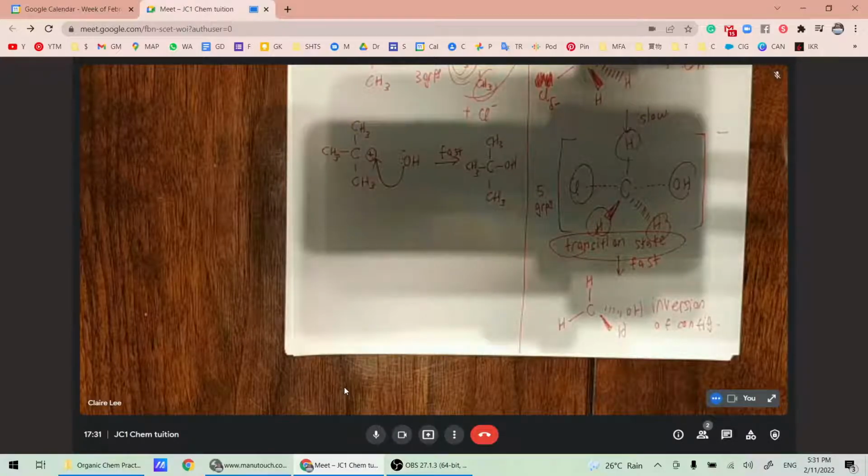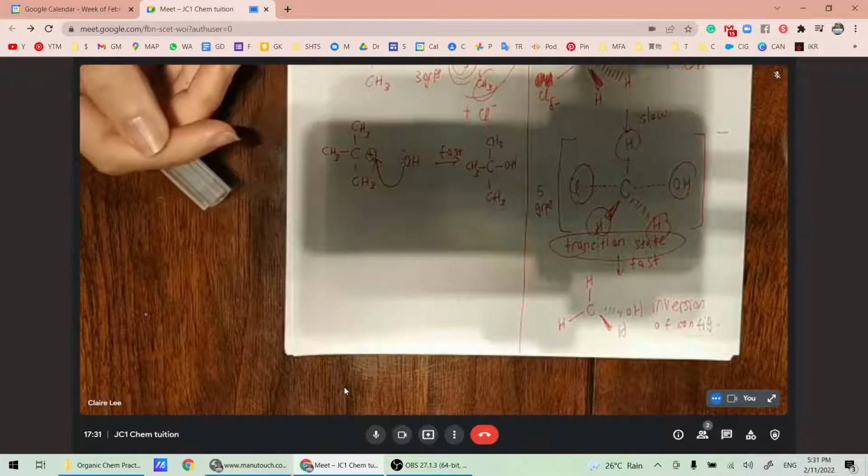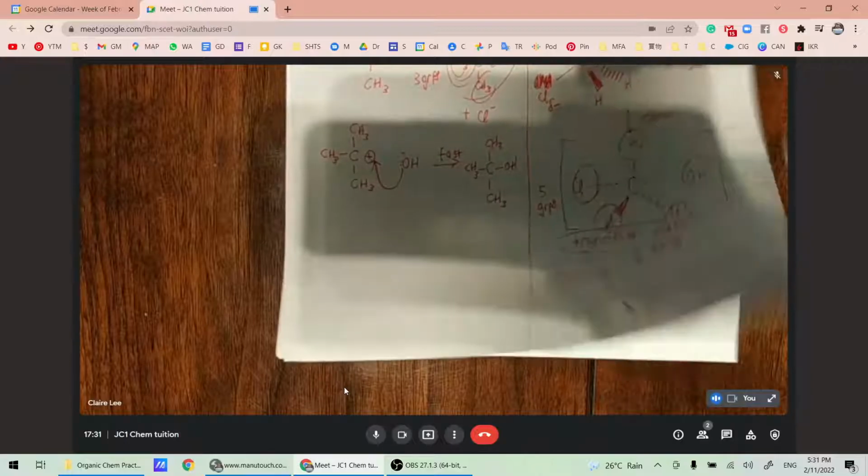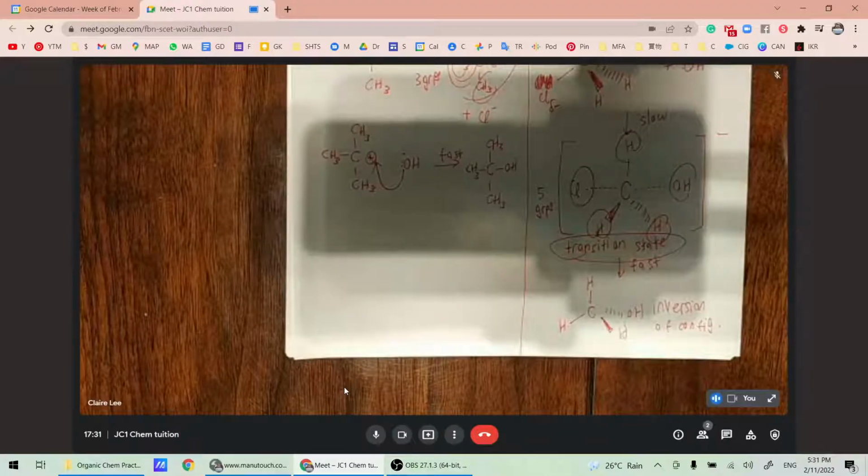Because of the backside attack, the Cl that was on the left side of the molecule has now turned to an OH on the right side of the molecule. So this is called inversion of configuration.